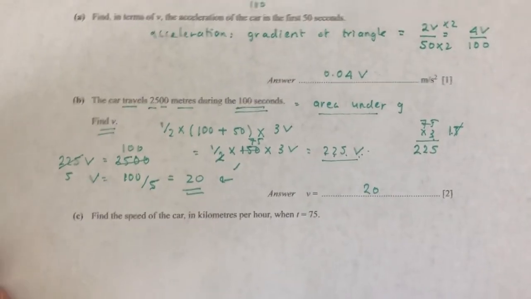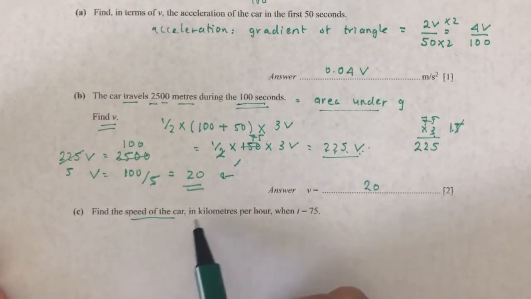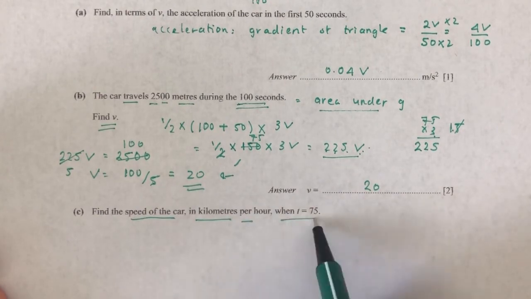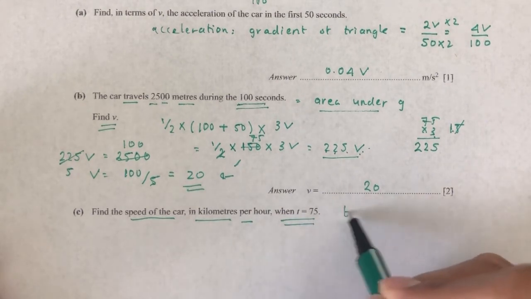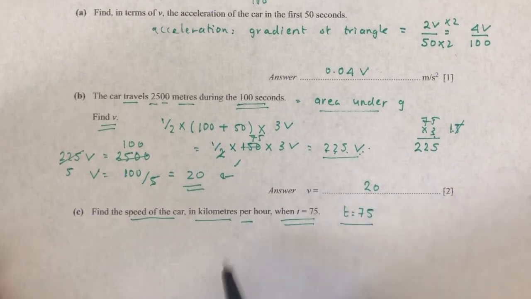Okay, so now part C. Find the speed of the car in kilometers per hour when t equal to 75. So let's first find the speed at t equal to 75, and then we convert to kilometers per hour.